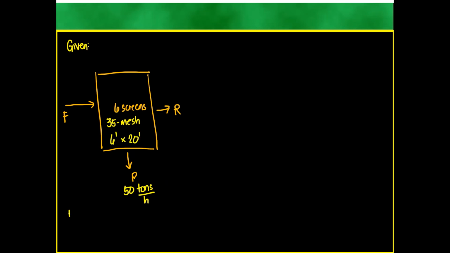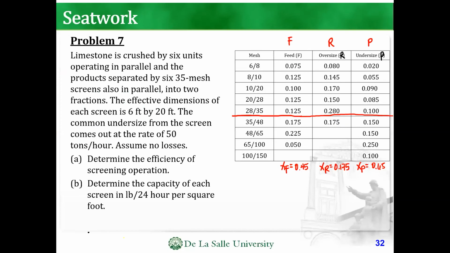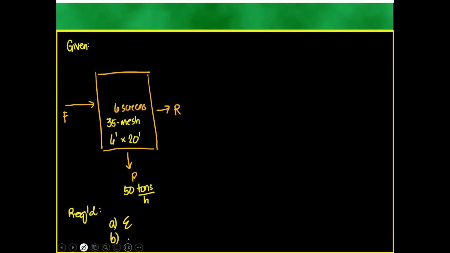What's being required? Letter A, I think it's the efficiency, the total efficiency of the operation. And letter B, the capacity of each screen. So let's solve.